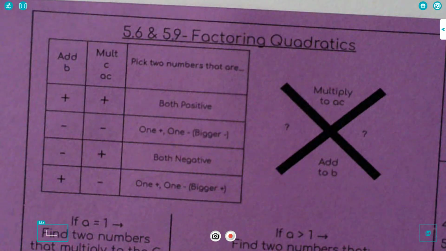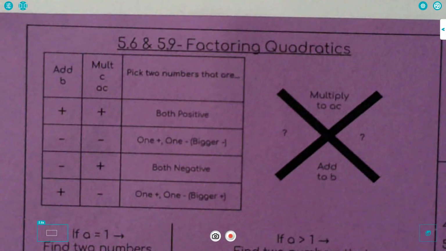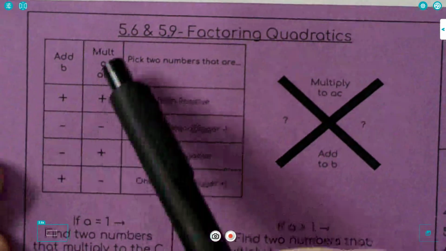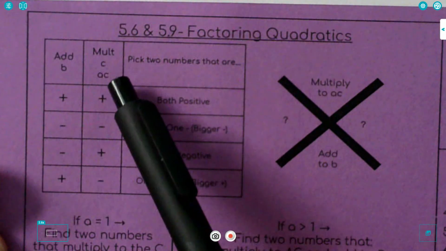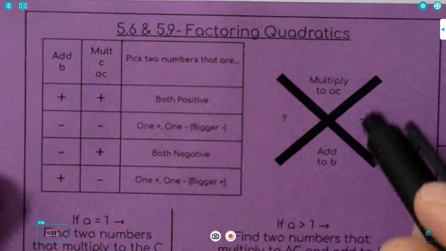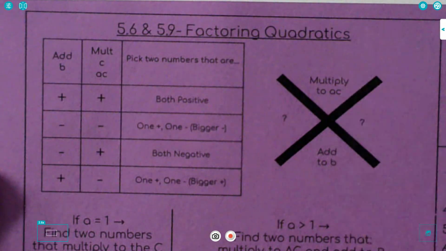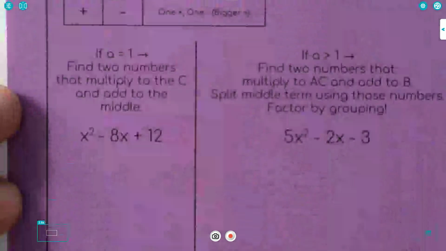Hey, so the back side of this note card is the rest of our factoring stuff. So 5.5 was factoring, and then everything else is factoring. We reviewed all of this Tuesday, whatever day I saw you, when we did our factoring organizer. So we've seen all of this twice already, and now we're seeing it for a third time. This table is the table you can use in 5.6 and 5.9. In 5.6, you're trying to multiply to C, and in 5.9, you're trying to multiply to AC. Then you can also use this X for either. So we're going to do this 5.6 one first.